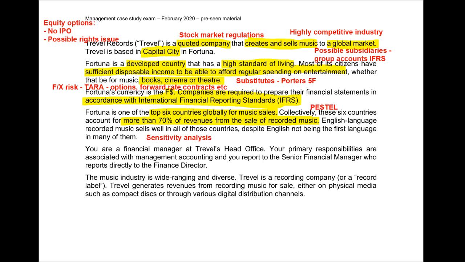We also see that English language recorded music sells well in any of those countries, despite English not being the first language in many of them. So this doesn't have any very direct implications as far as I can tell.